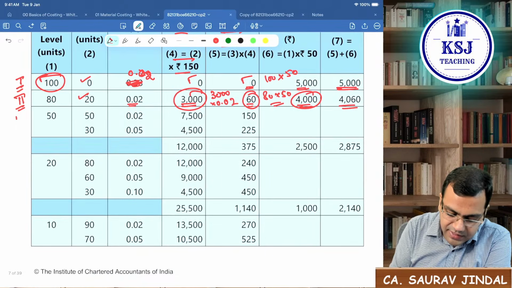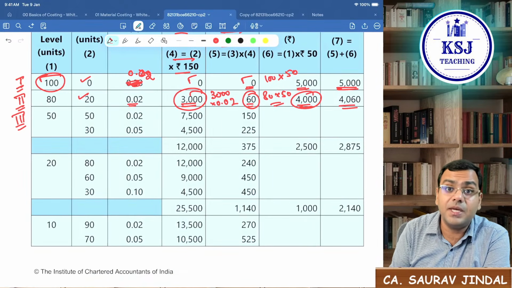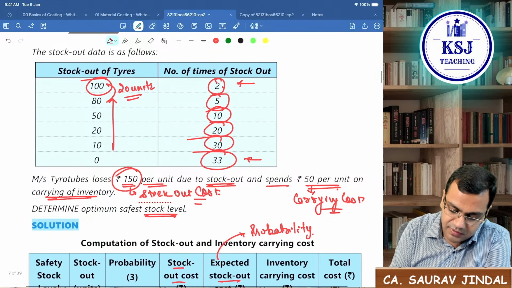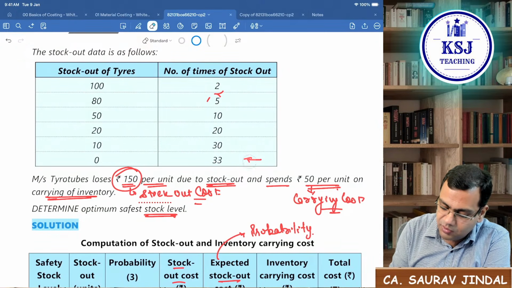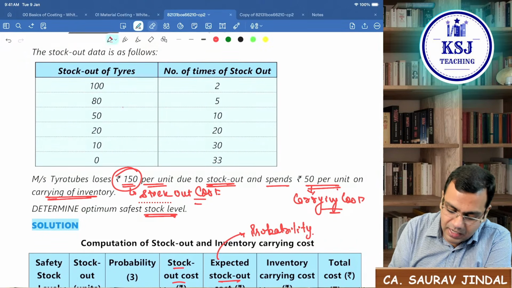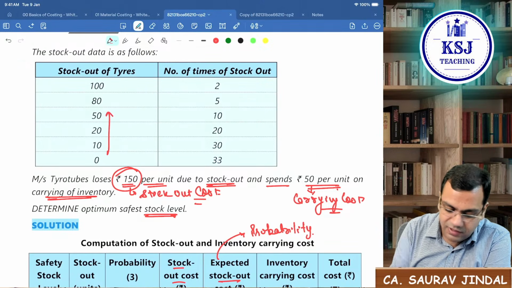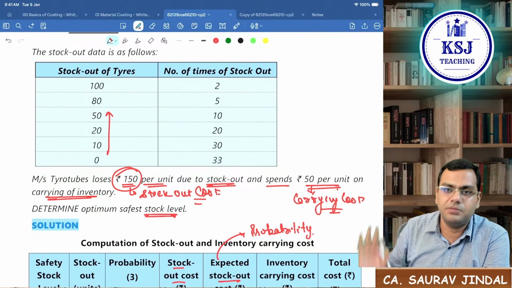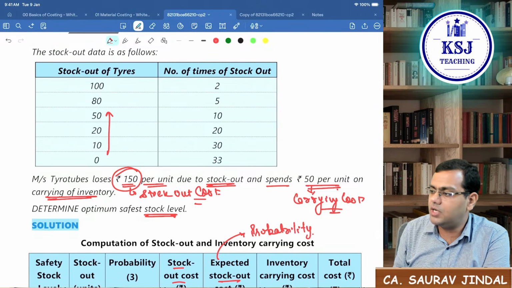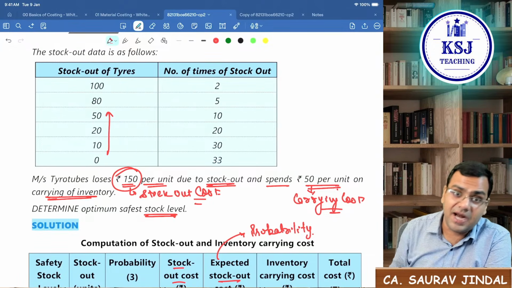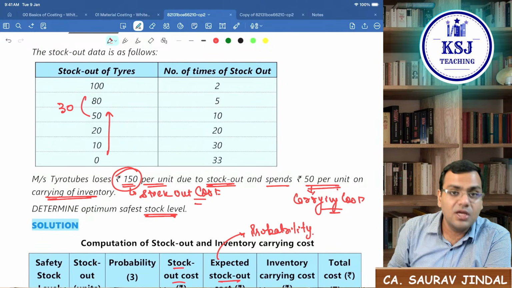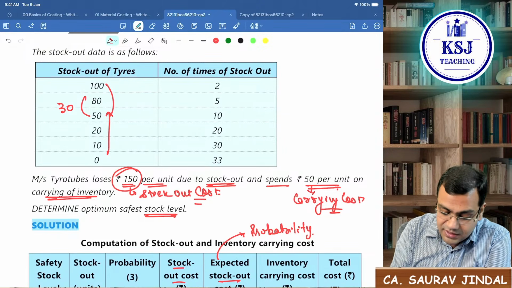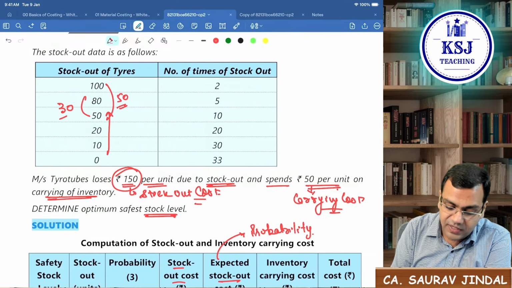Then the third case here is if you are keeping a safety stock of 50 units. If you are keeping a safety stock of 50 units, then what will happen, sir? Up to a demand of 50 units, no problem, sir. Absolutely no problem. But if the demand increases to 80 units, then there will be a stock out of 30 units. Or if the demand is 100 units, then there will be a stock out of 50 units.